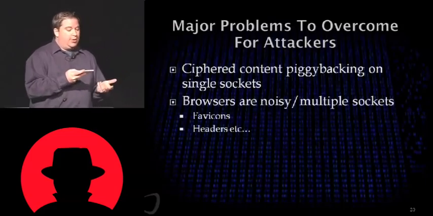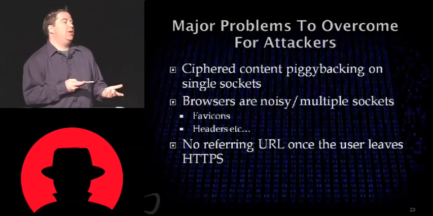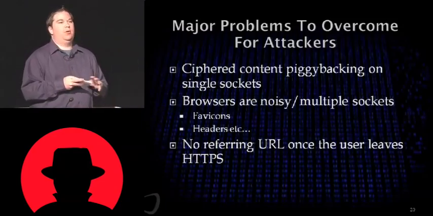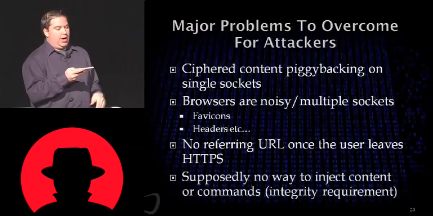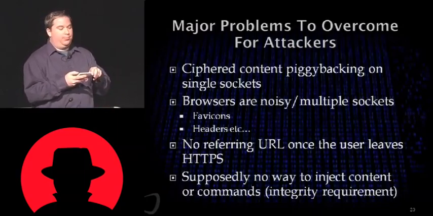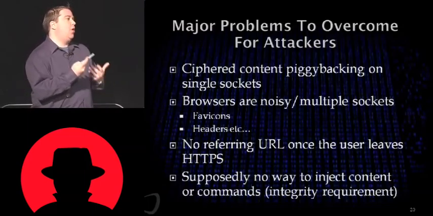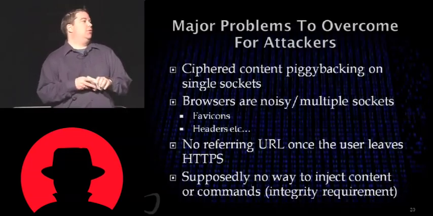Right. And then next you have no referring URLs once the user leaves HTTPS. So there's no way once they're out to tell where they came from, which makes it really difficult. And then lastly, there's no way to inject content or commands, supposedly, because of the integrity requirement. And that means that we can only mount an attack through observation. We can't really do stuff to that message. Or you're not supposed to be able to anyway.